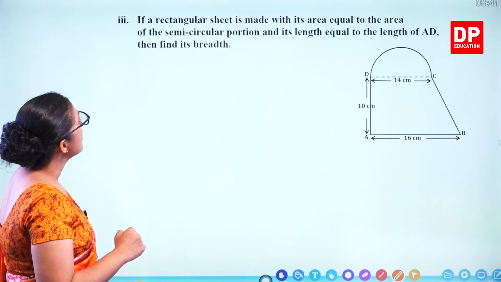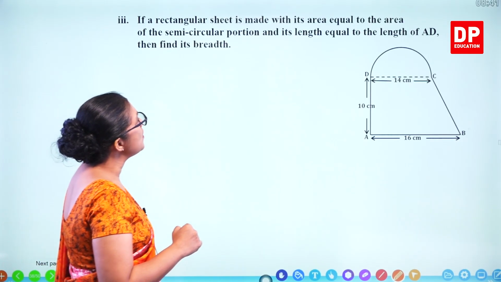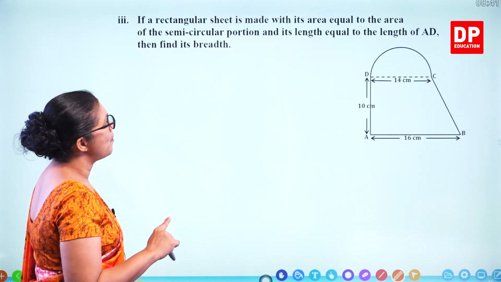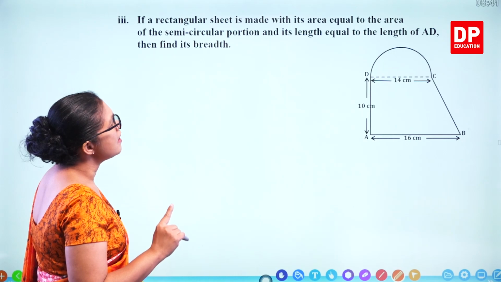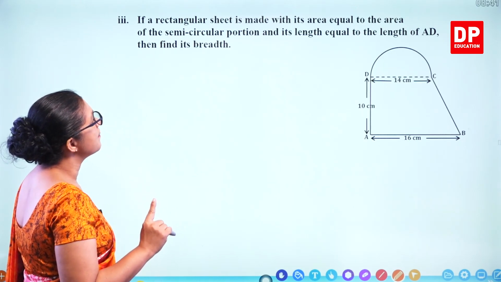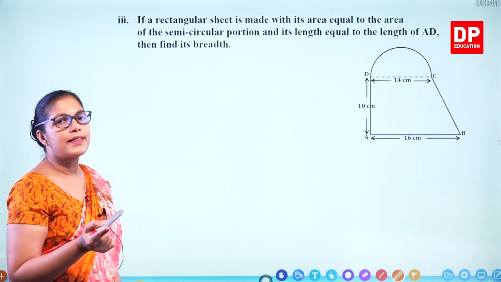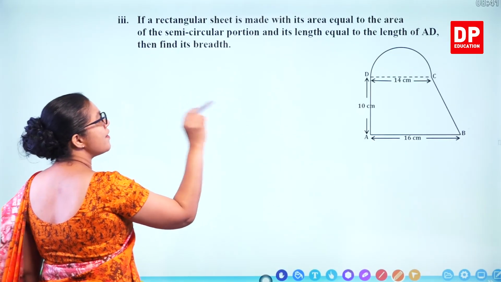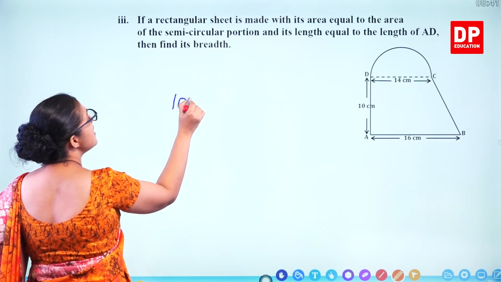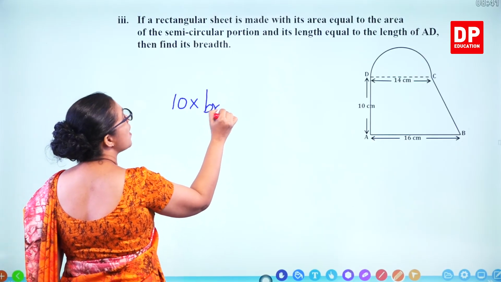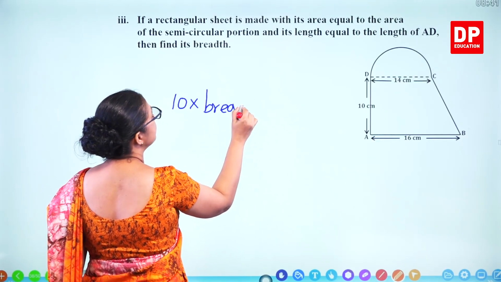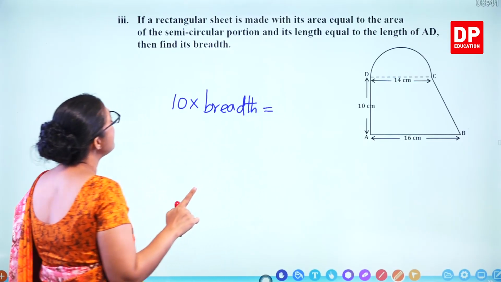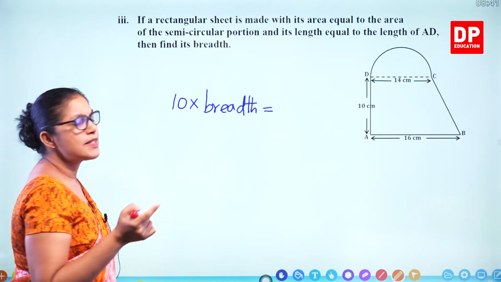Next part, if a rectangular sheet is made with its area equal to the area of the semicircular portion and its length equal to the length of AD, then find its breadth. So this is a rectangular sheet. What's the area of the rectangular sheet? 10 times the breadth, because one side is AD. That's equal to the area of the semicircular portion.